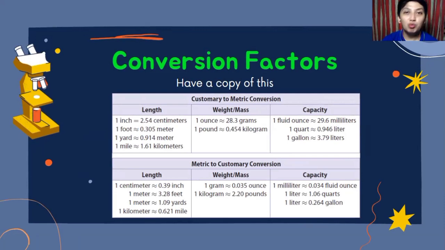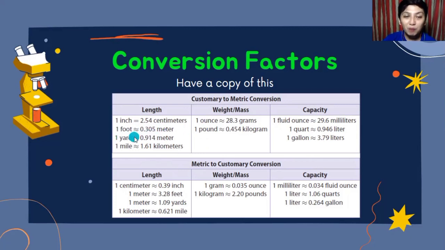And for you to be able to know the conversion, I want you to have a copy of this. Memorize it, and at the same time, as much as possible, paste it in your notebook. All right? So we have the customary to metric conversion. We have here length, weight or mass, capacity. We have also the metric to customary conversion for length, weight or mass, and capacity as well. So we have here an example. In 1 inch, there is 2.54 centimeters.